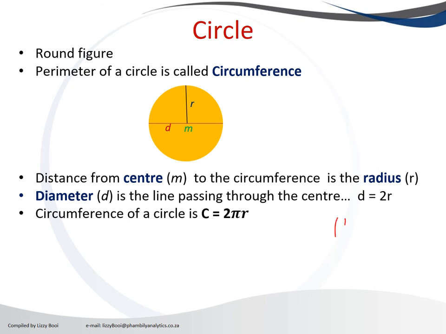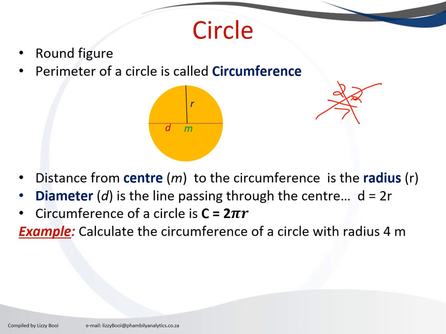You must go and look for this sign on your calculator. Sometimes if you are using a financial calculator, it's written in orange, so you'll have to press second function and then press that sign. Do not use 22 over 7 to calculate your pi, because then you're going to cut off some of the digits. We're going to use the pi sign on your calculator. Okay? Let's look at how we calculate this. To calculate the circumference, we use 2 pi r, and r is our radius.